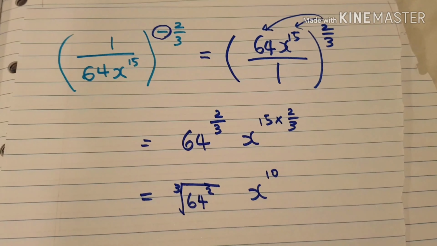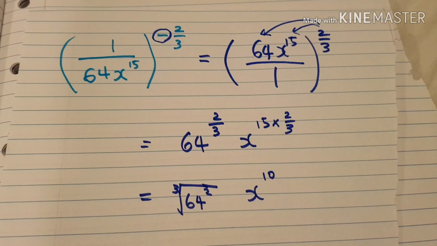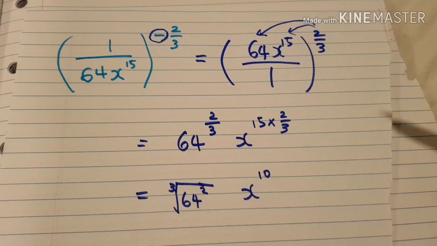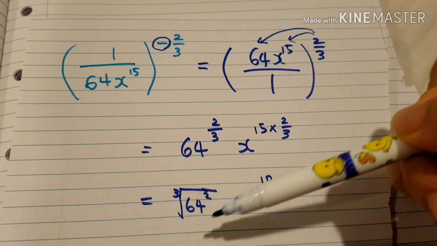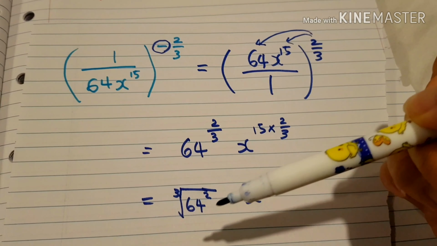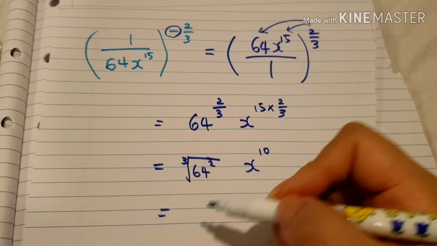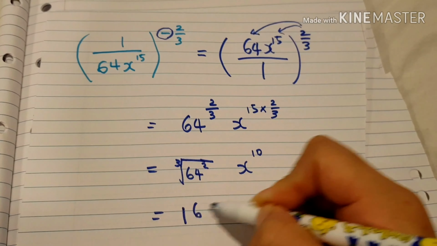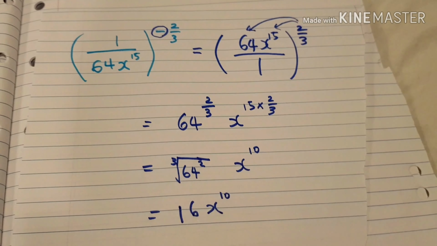So it has to be x to the power of 10 by multiplying these two numbers, and for fraction powers, I can put them back into thirds. However, you don't have to do this because it's all numbers. You can just simply put it in the calculator and calculate the solution, which will be 16. So 16x to the power of 10 will be your final answer.